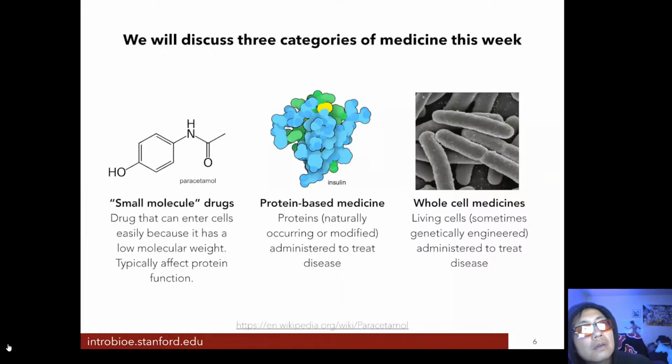Protein-based drugs are either naturally occurring proteins or ones that have been modified, and the proteins are administered to people in order to help treat disease. And then lastly, the whole cell medicines are living cells that are administered to people to treat disease. Sometimes these cells are engineered in order to perform a specific function within the body, and sometimes they're just naturally occurring organisms that we don't have enough of within us at any given time. Think like probiotics, but to treat disease.